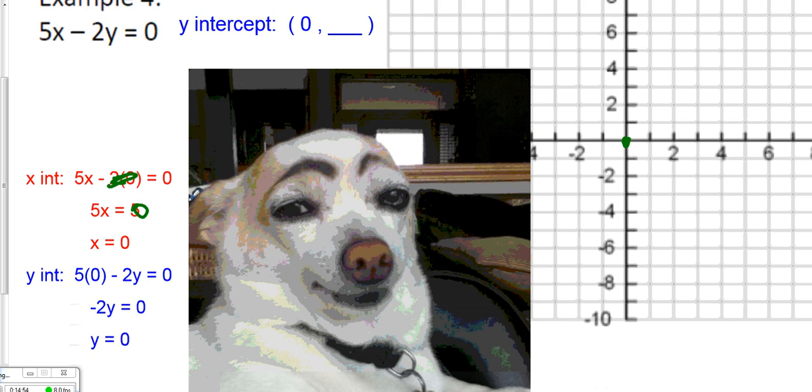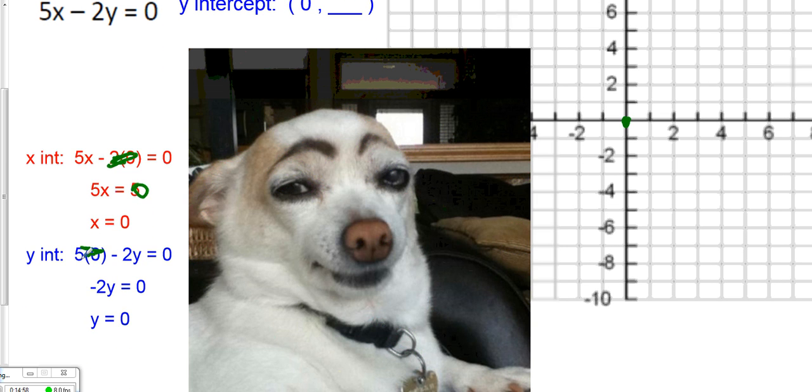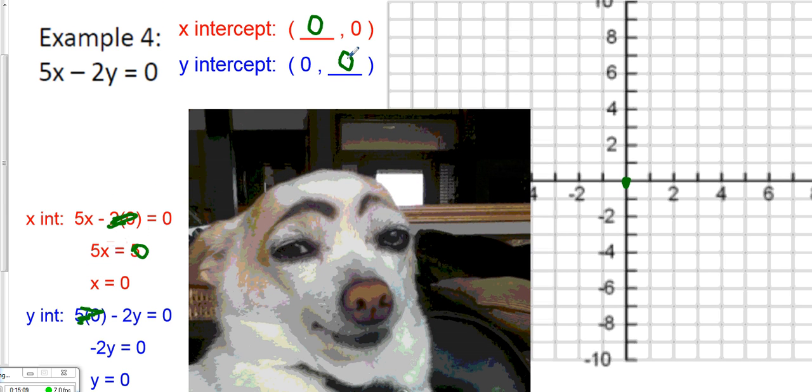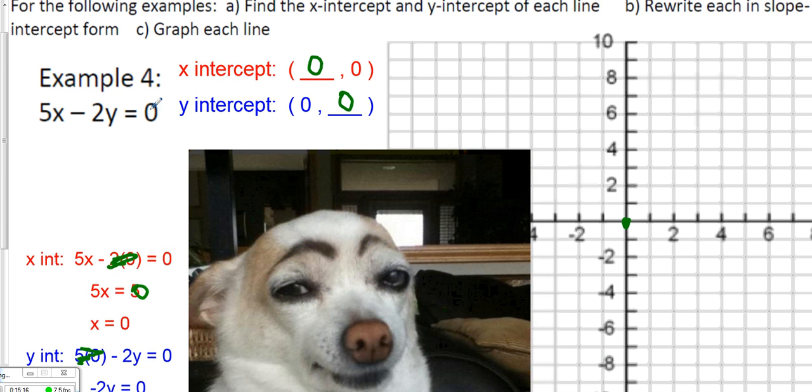x-intercept. Plugging in 0 for x, we get 5 times 0, goes away. Minus 2y, or remember that's a negative 2y in a sense, equals 0. Divide by negative 2 on both sides, y equals 0. Which means that same spot is our x and our y-intercept. Okay, so the trick here is every time you have this set equal to 0, you know that both the x and y-intercept have to be right at the origin, that 0, 0 spot.